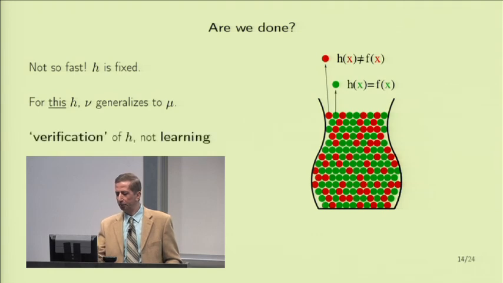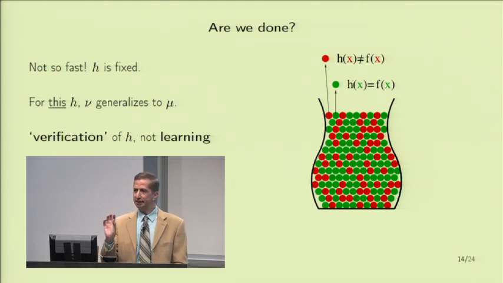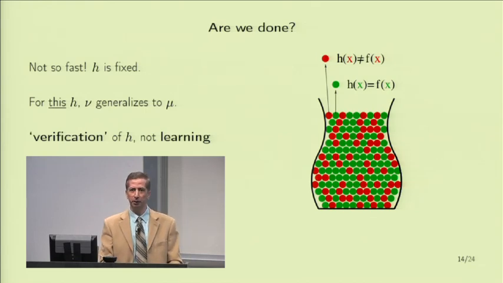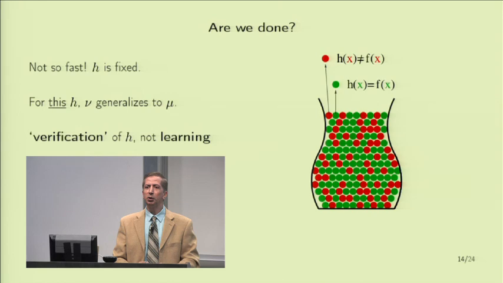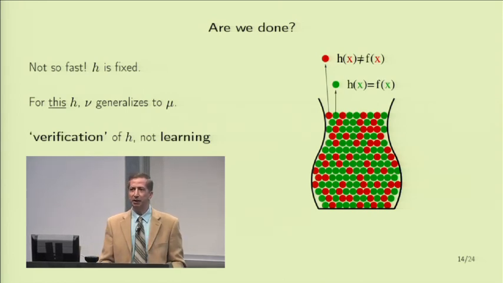Now here is the problem. What we have actually discussed is not learning, it's verification. The situation as I describe it, you have a single bin and you have red and green marbles, and that corresponds to the following. A bank comes to my office, we would like a formula for credit approval. Okay, and we have data.